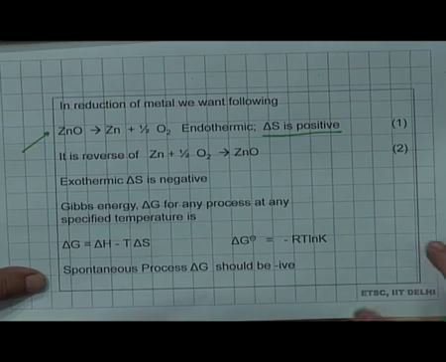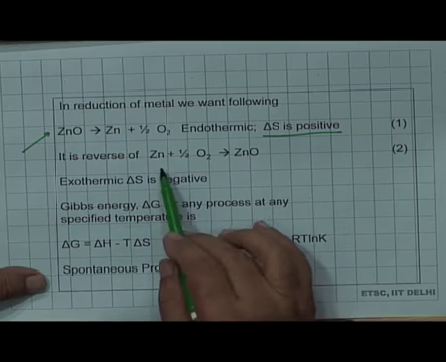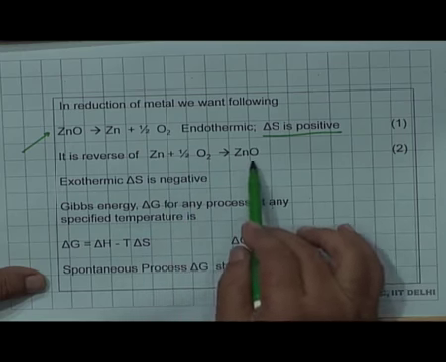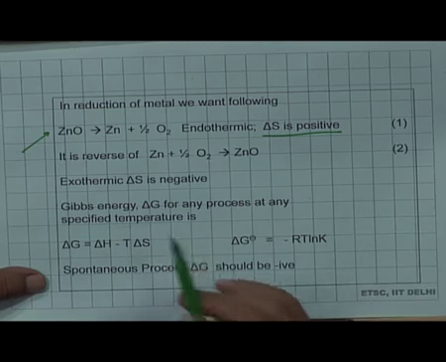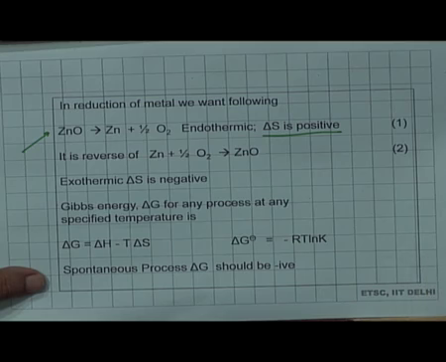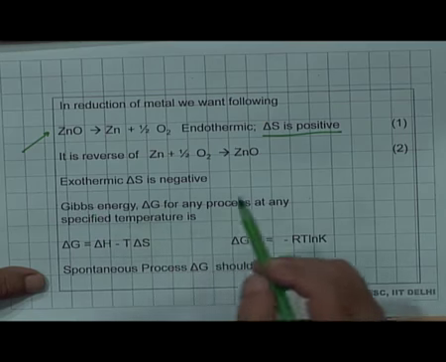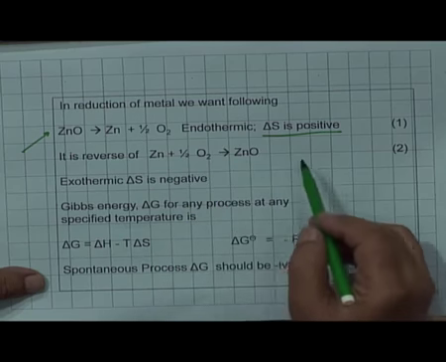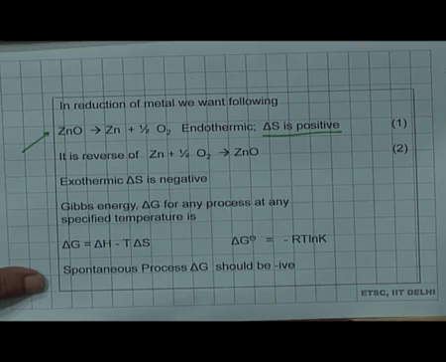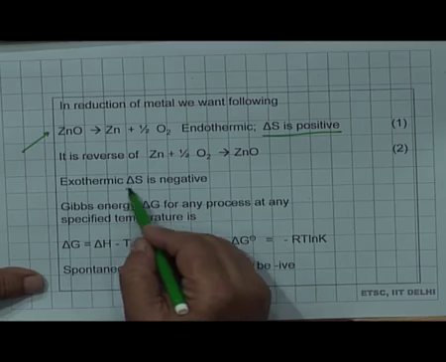What is the reverse? Its reverse is the formation of oxide. It is written here: zinc plus half oxygen gives zinc oxide. Now, what is happening here? It is a highly exothermic reaction, because you know all burning is an exothermic reaction. For this highly exothermic reaction, delta S is negative because randomness is decreased. Here there was a gas, and on the right side there is no gas. So, randomness is decreased, and delta S is negative.